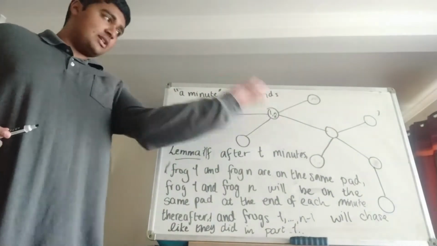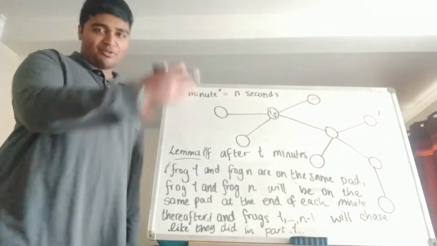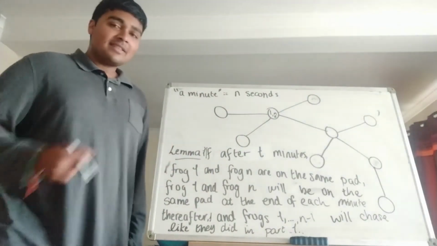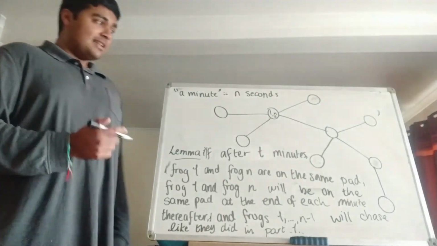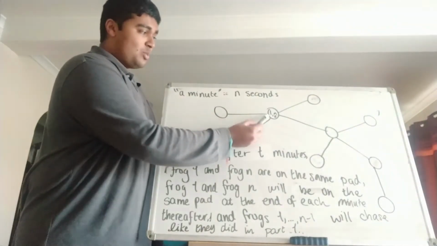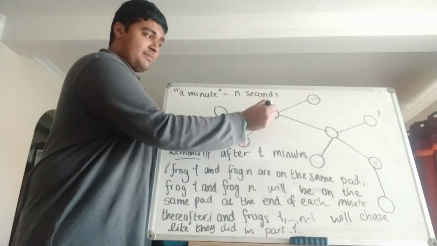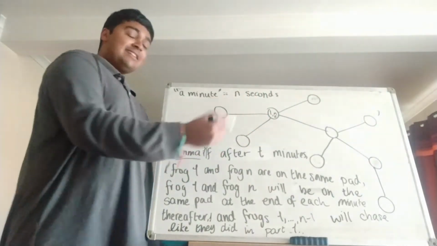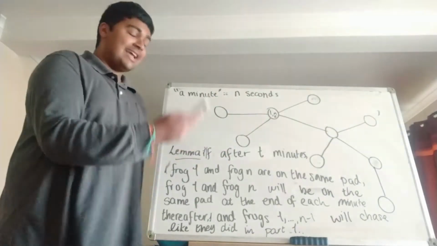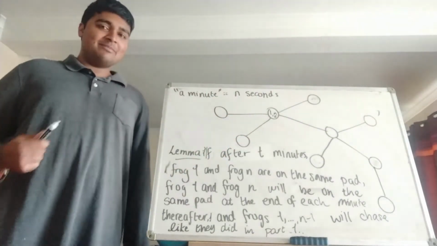And then frog2 will chase frog3 wherever frog3 is. Frog3 will chase frog4 and so on. Then frog n-1 will chase frog n. But then frog n will chase frog 1. But because 1 hasn't moved, n won't move either because 1 is on the same lily pad as n. And hence at the end of the t plus 1th minute, n and 1 are both on the same lily pad.